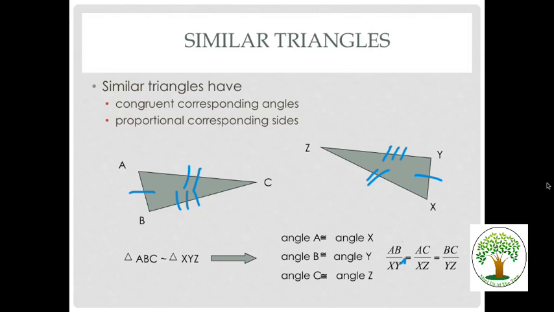Knowing that their proportions reduce to the scale factor, okay? So I'm doing that so that you can see what corresponds to each other. That'll be helpful when we do some proofs later, okay? Questions so far?